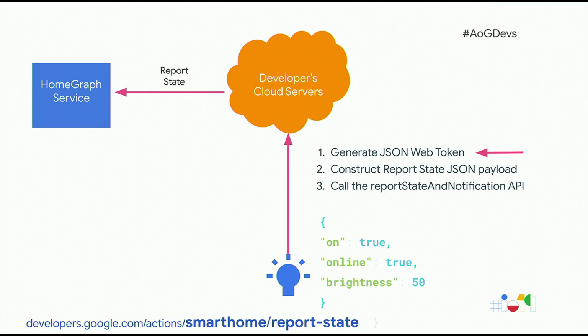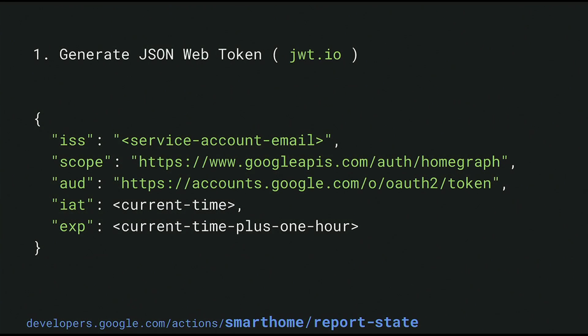So now that your server has access to your service account key, and we have to call the report state and notification API to let Home Graph know of this change in state, we really need two things. First is a token to communicate with Home Graph. And second is the payload. So let's look at the first one. To create the token for Google to verify your service, we'll need a few things. First, this ISS. This is a service account email, which you can get from the JSON that you downloaded. The scope and audience field remains the same, pretty much, because you're calling the Home Graph API, and you need to get the token.